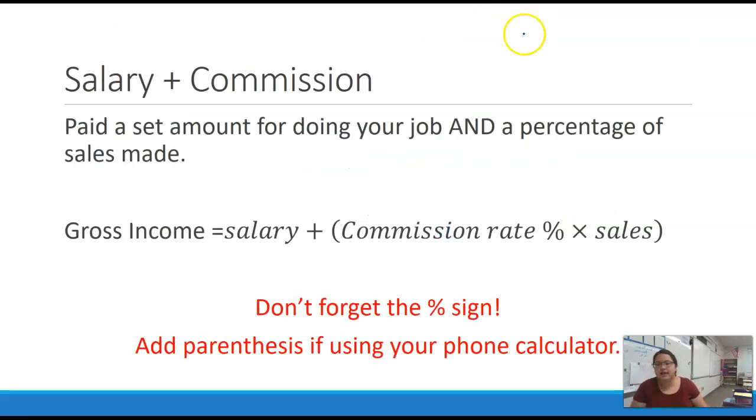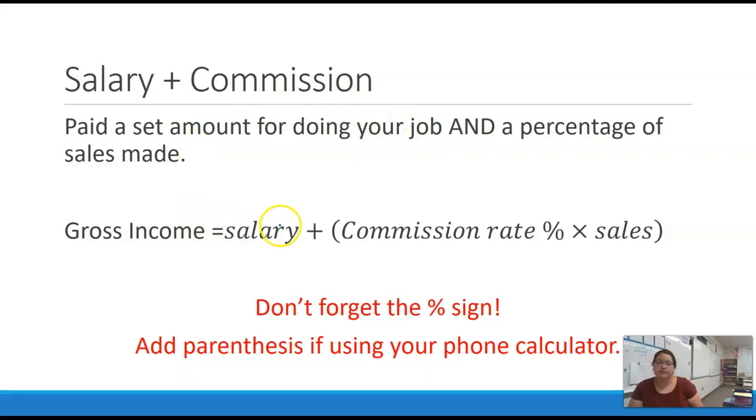So the next type we're going to talk about is salary plus commission. This is when you're paid a set amount for getting your job done, plus you're given a percentage for any sales that you make. The advantage of this is that you have a guaranteed income that you can count on and that you can make your budget on. And then your sales gives you an extra boost. So you can still earn extra by making more sales, but your livelihood, your house payment, your car payment doesn't depend on getting those sales made.